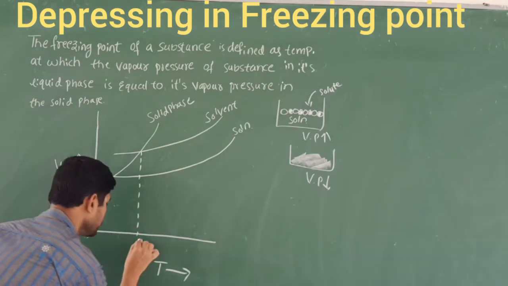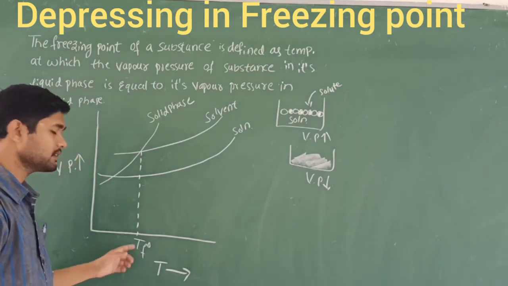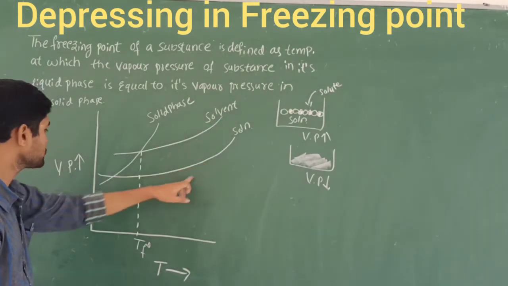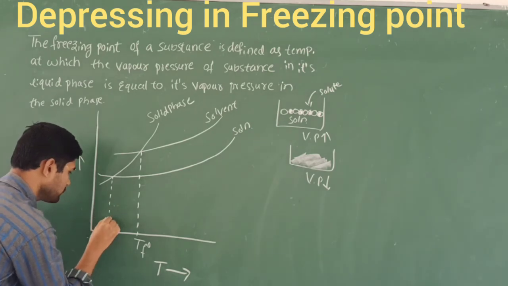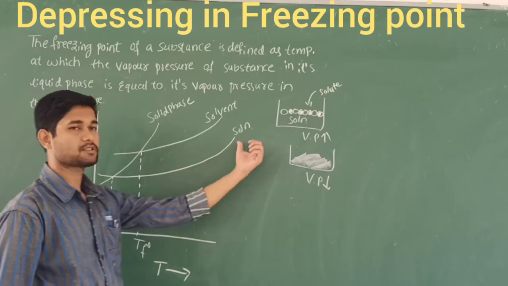So this is called Tf naught. Tf naught is nothing but the freezing point of this pure solvent. What about this one? Now I am going to take this point. This is called Tf. So Tf is nothing but the freezing point of the solution.